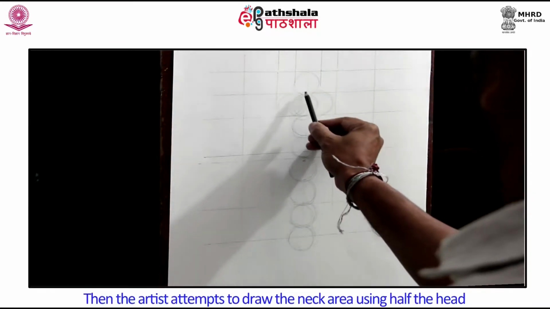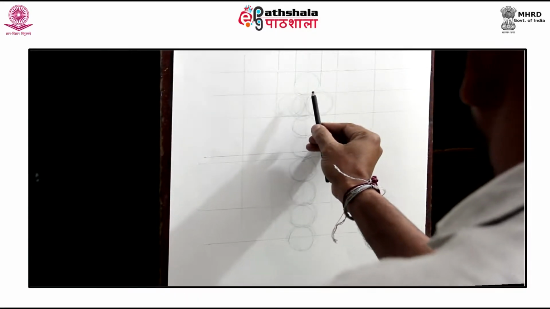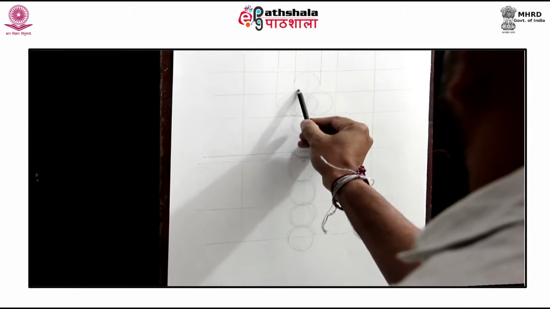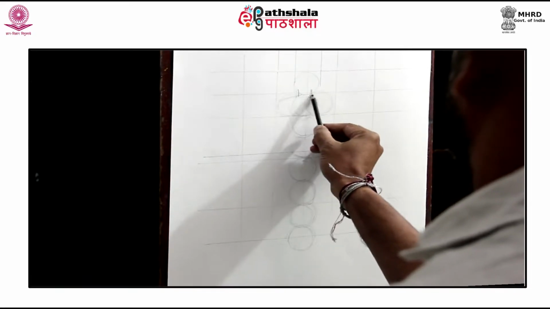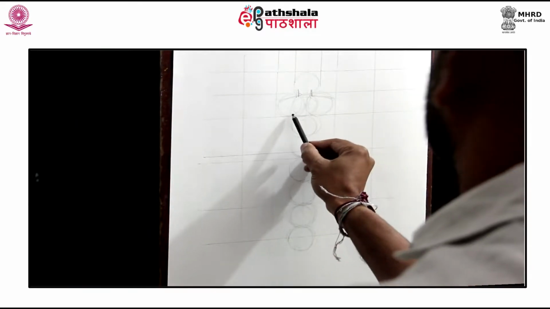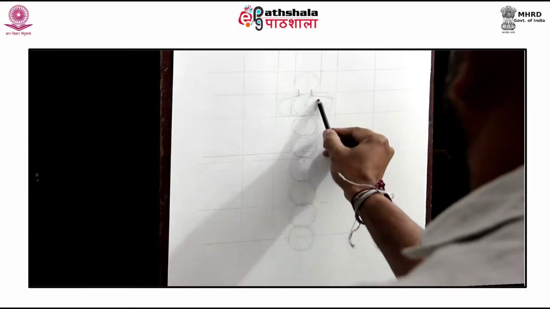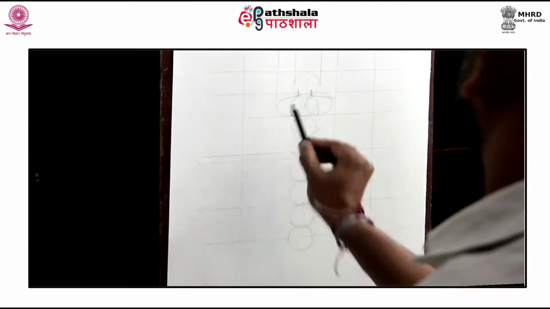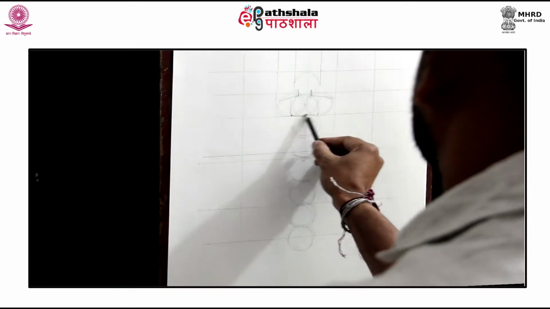Then the artist attempts to draw the neck area using half the head. After that, he draws basic lines of shoulder bones on both sides of the neck, slightly tilted downwards. He draws the chest line at the bottom of the second head, leaving equal portions on the left and right side of the chest line to draw the shoulders.